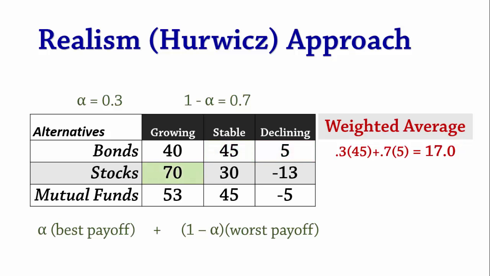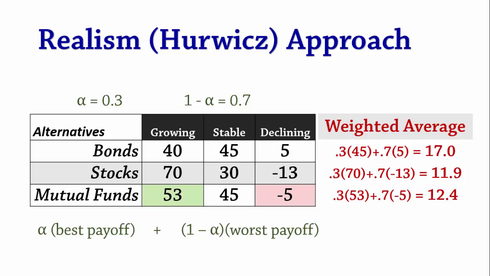For stocks, the best payoff is 70 and the worst is negative 13. The weighted average is 0.3 times 70 plus 0.7 times negative 13, which gives 11.9. For mutual funds, the best payoff is 53, and the worst is negative 5. The weighted average is 0.3 times 53 plus 0.7 times negative 5, which equals 12.4.